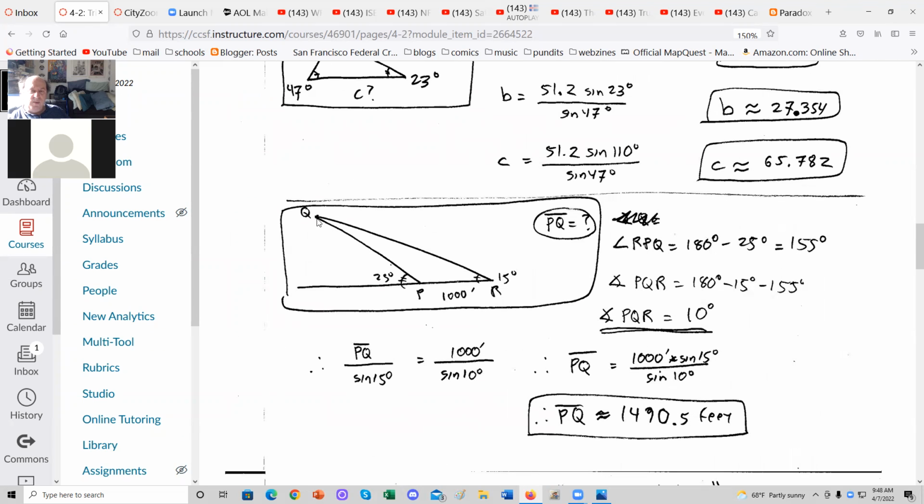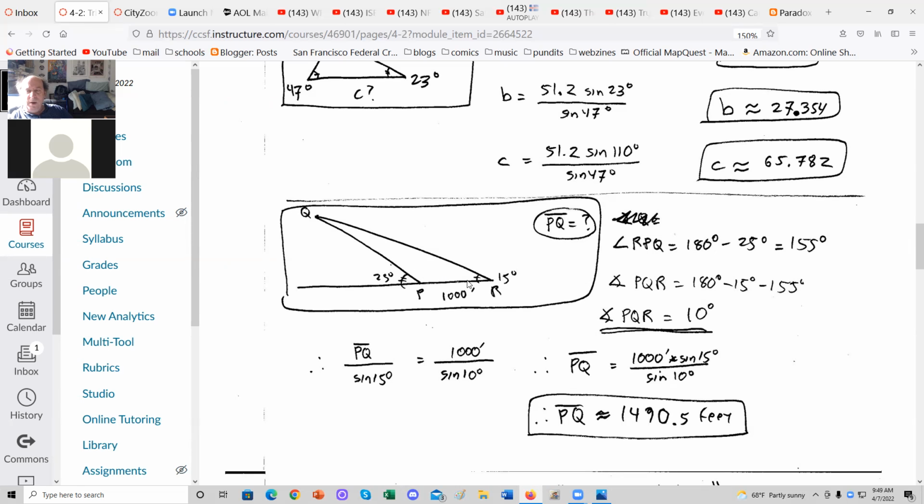In the book, this problem is in the form where Q is at the top of the mountain. From here, you have what's called an angle of elevation of 25 degrees from the horizontal. From here, you back off 1,000 feet. And of course, Q looks lower on the horizon, only a 15 degree angle of elevation. Here's 1,000 feet between these two points. What's this distance PQ, how far up the slope of this mountain?